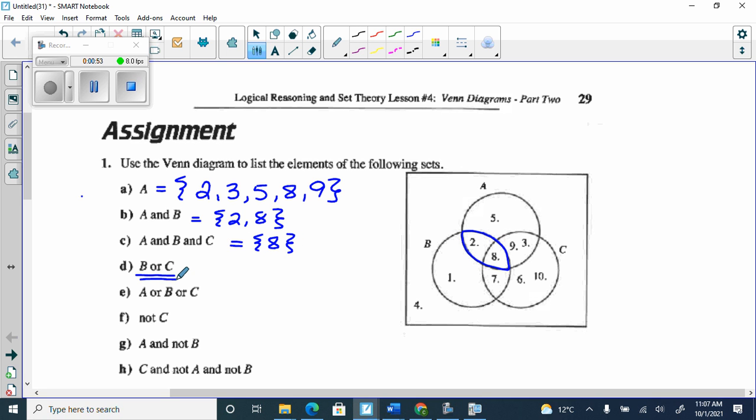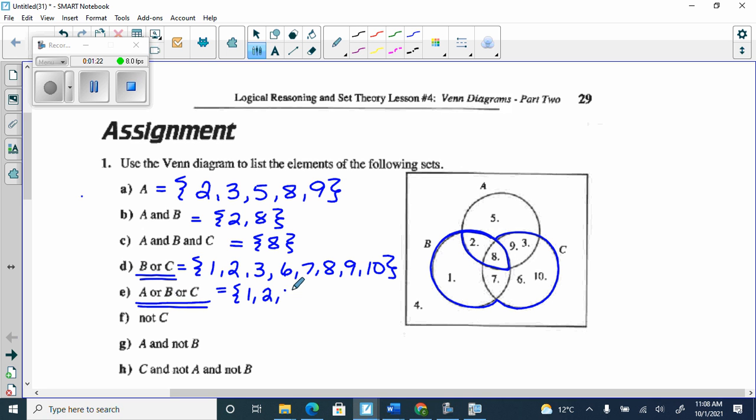B or C is the snowman, so I'm in the B or C snowman. So anything in this big snowman would be 1, 2, 3, 6, 7, 8, 9, 10. A or B or C means if it's in A or it's in B or it's in C, I list it, right? So it's everything in all the circles. So it's going to be 1, 2, 3, 5, 6, 7, 8, 9, 10.